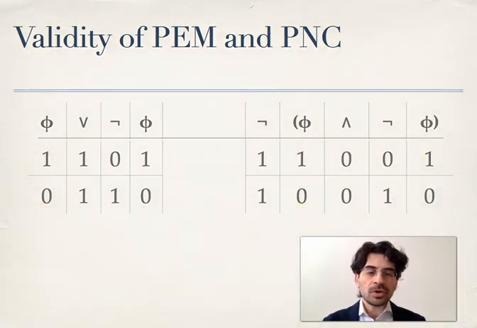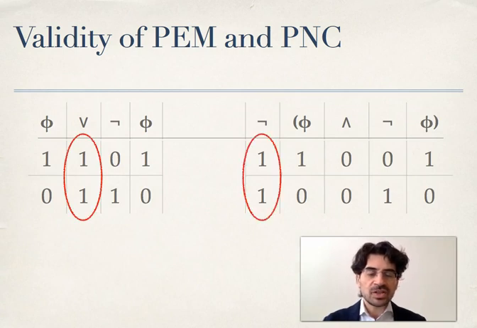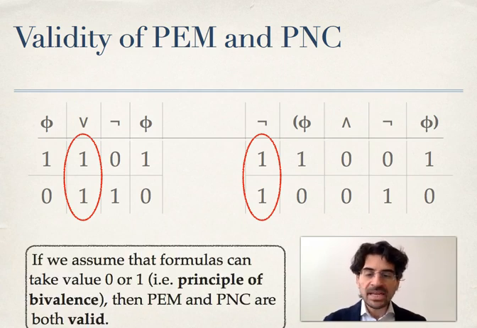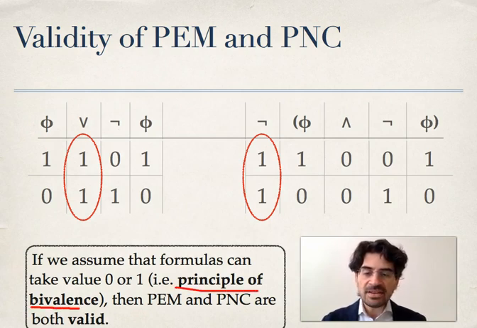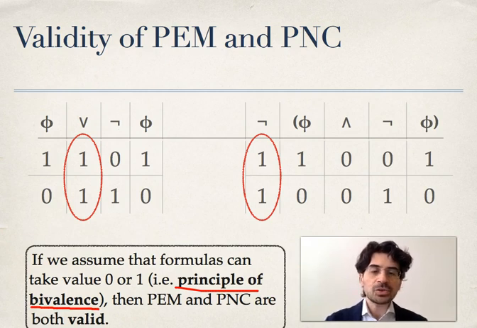What is important to note here is that we can get this result, that the two principles always have truth value 1, because we have assumed what we called earlier in another video the principle of bivalence. This principle of bivalence says that any formula has a truth value either 1 or 0. There is no third possibility. And so you see here that we assign to phi truth value 1 or truth value 0. There is no third possibility.